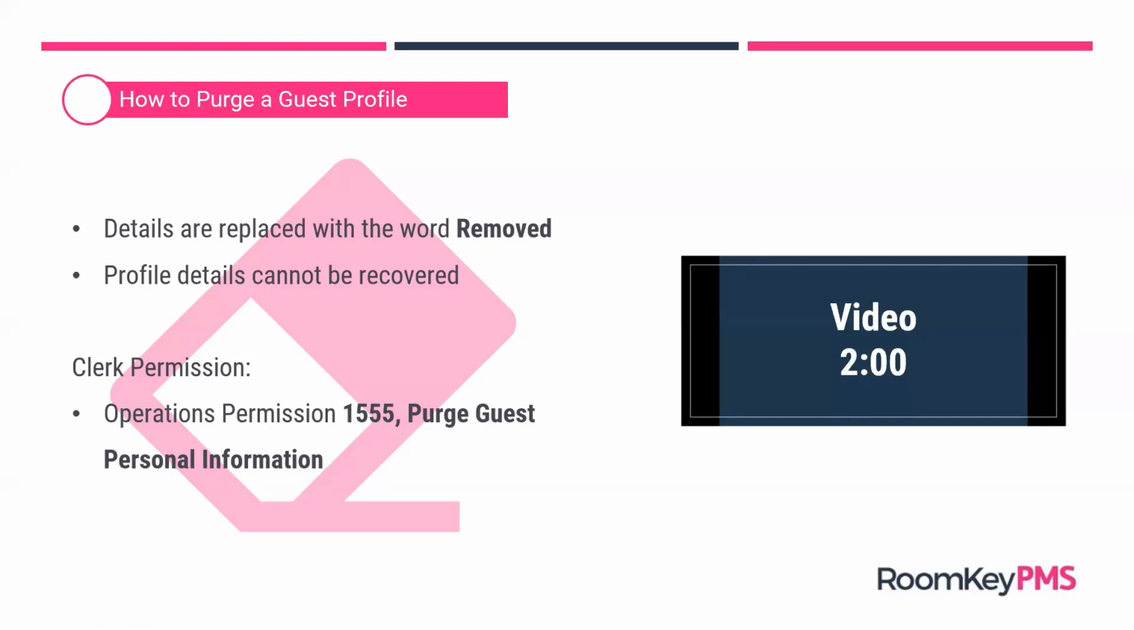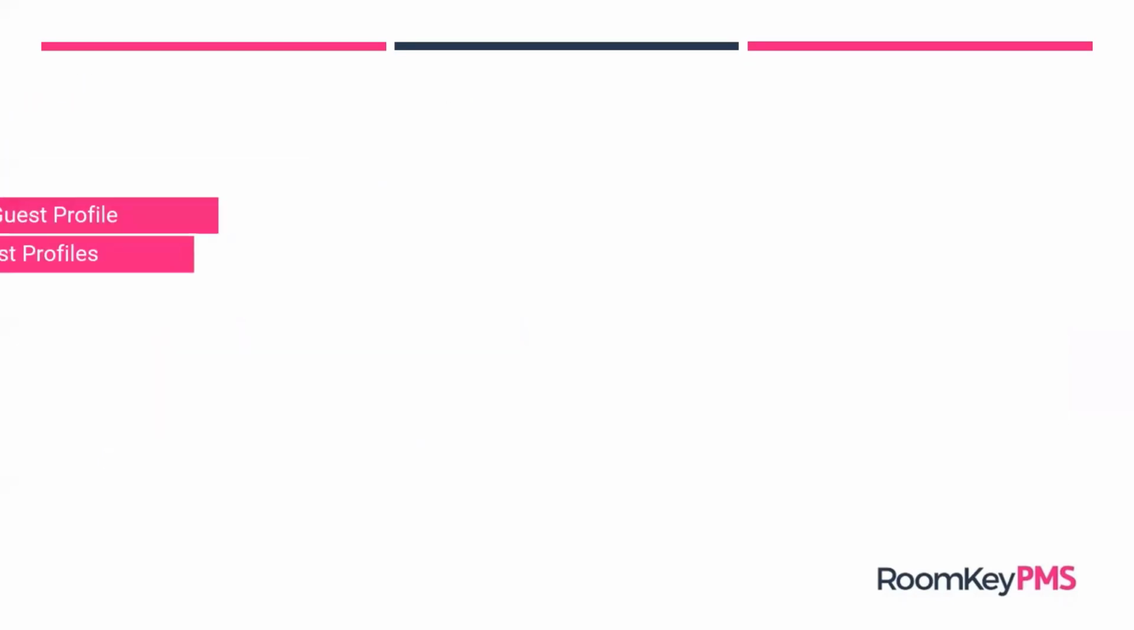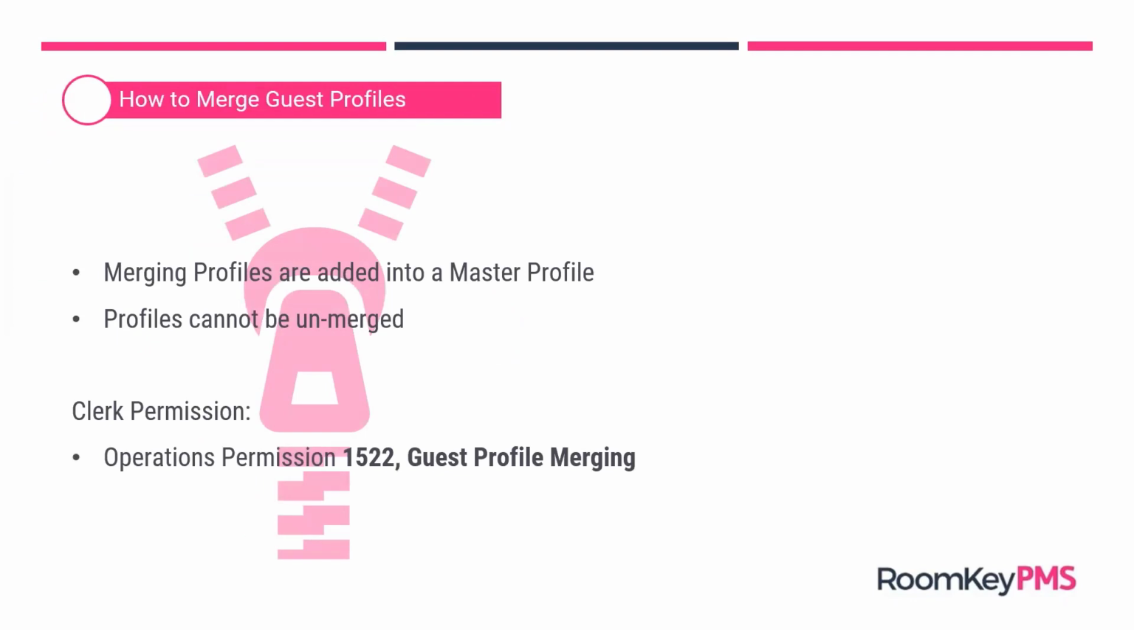The next thing I wanted to take a look at for today's presentation is review the merge process inside RoomKey. So when merging guest profiles, the process allows us to manually select a master profile and then select merging profiles to merge into that master profile. Similar to the purge process, this process is permanent. So once profiles have been merged together into a master profile, whether it's one profile merged into another or multiple merged into a single master profile, that merge process cannot be undone.